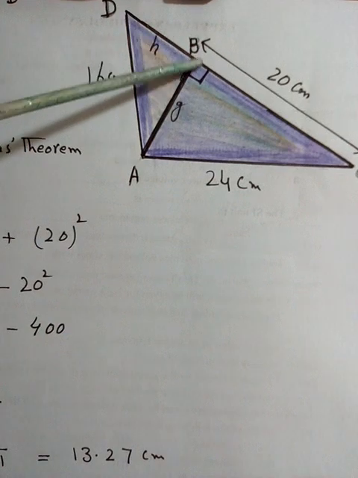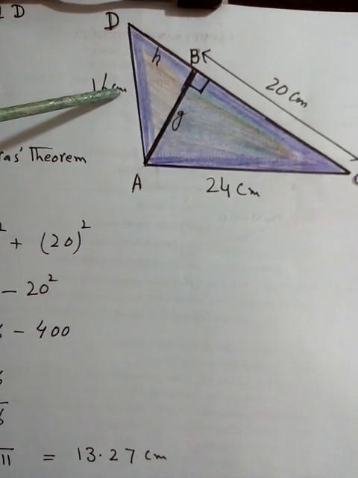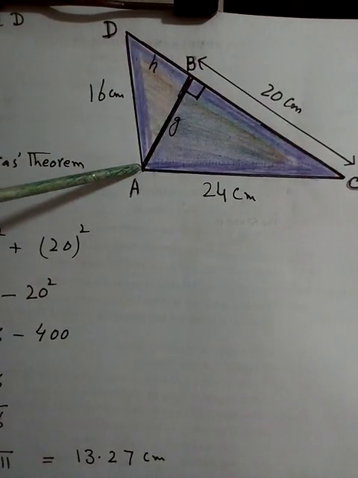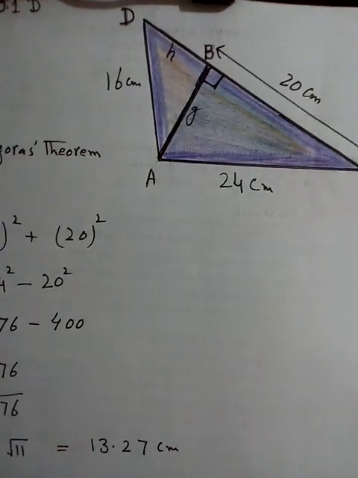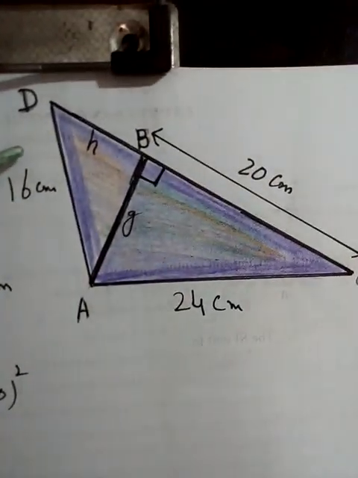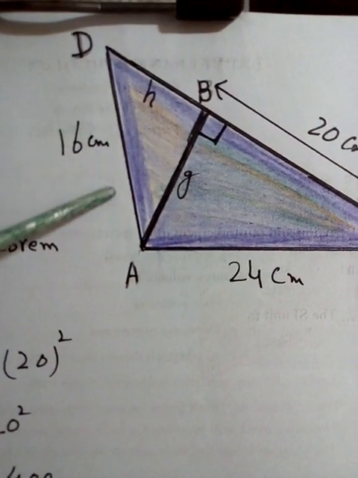Now the second triangle ABD. In this triangle AD is given, that is 16 centimeter, and we have to find the value of h, and g we have already calculated. Now in triangle ABD, 16 is opposite to the right angle, so this is the hypotenuse.